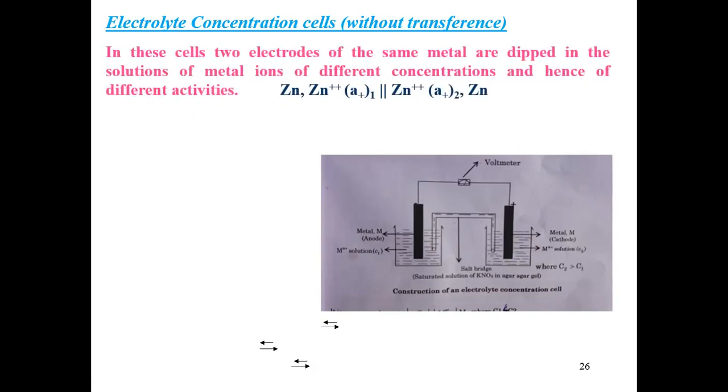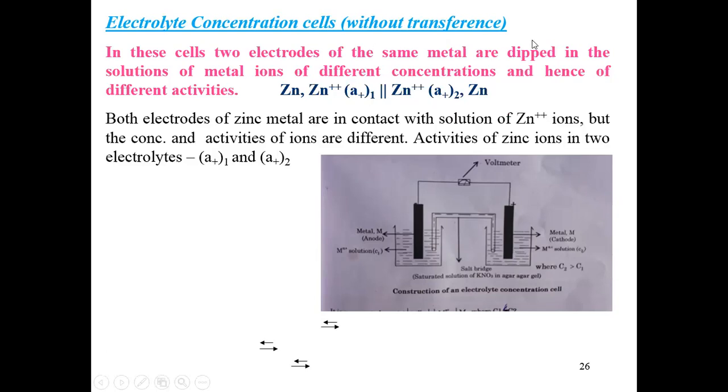So I just took this example of zinc. On the right side you have zinc sulfate solution with the activity or concentration of A2 or C2, and on the left hand side, in the anode compartment, the activity is C1, right? So they differ in the electrolyte concentration, all right? And this double vertical line denotes that they are connected via a salt bridge, which means there is no direct transfer of the ions, so it is without transference.